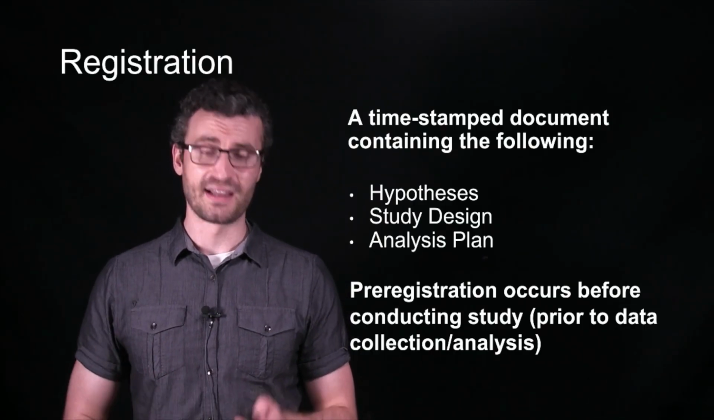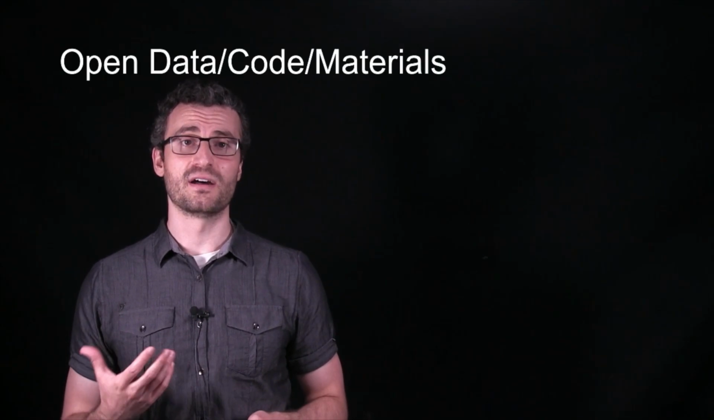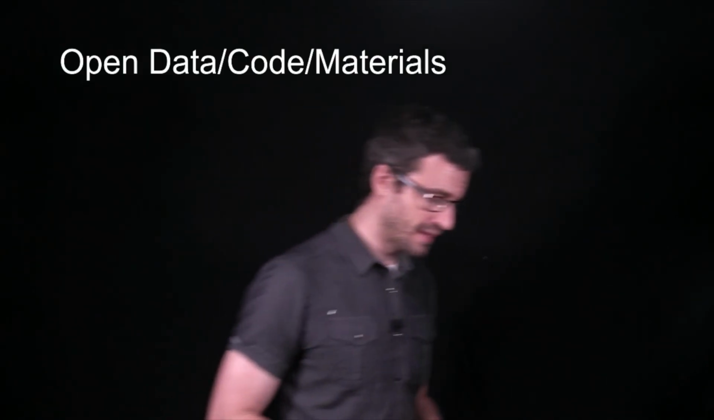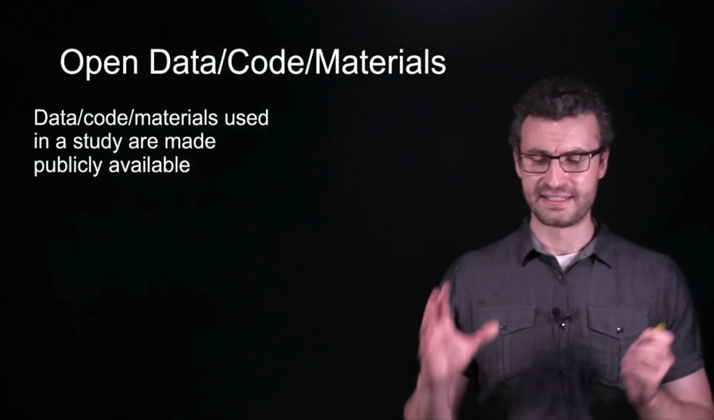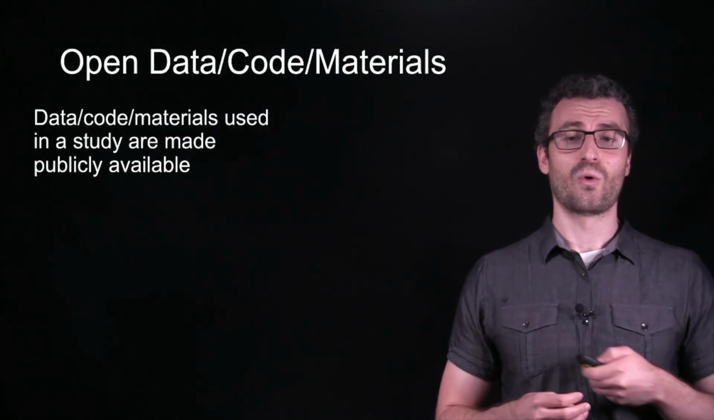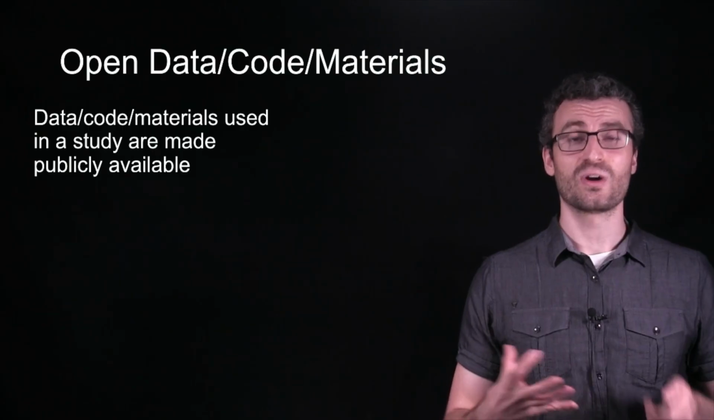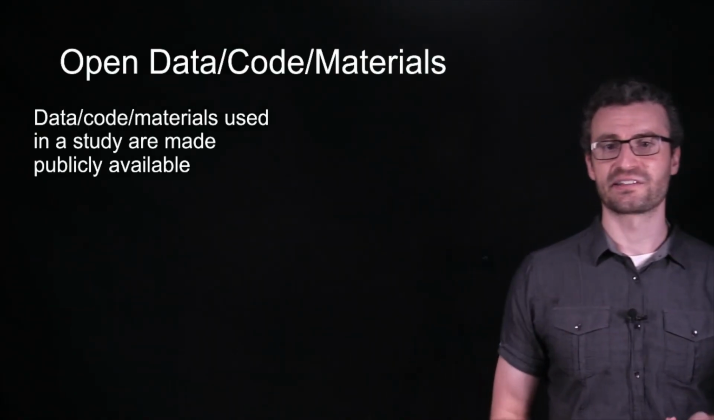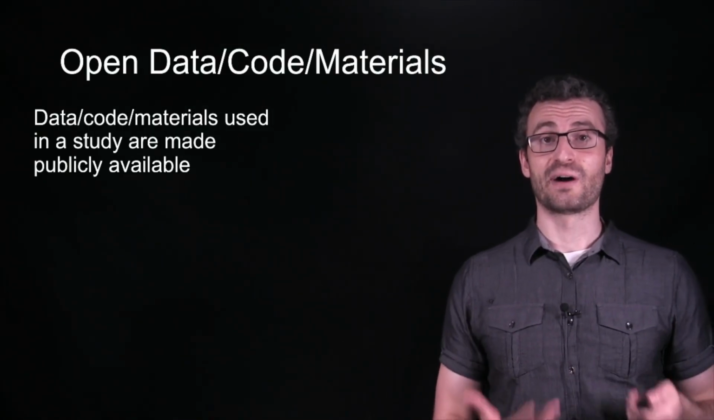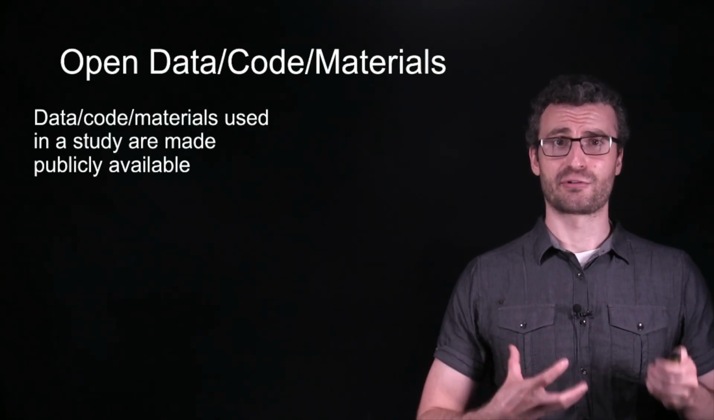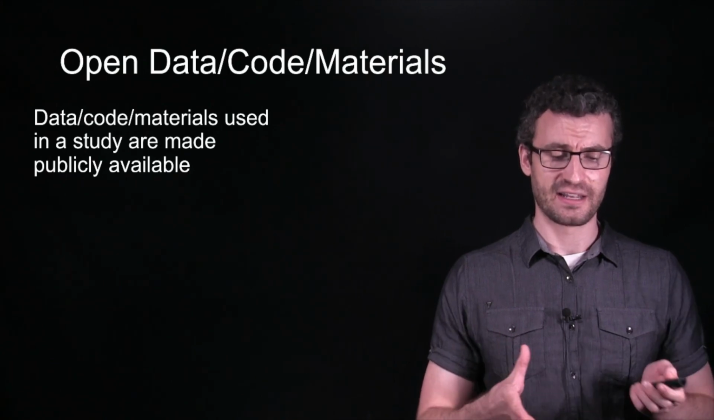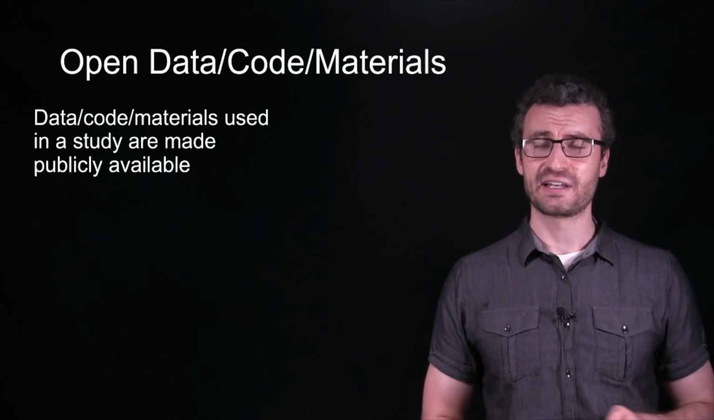Now, another open science practice is open data, code, and materials. Open data, code, and materials is exactly what it sounds like. It's the data that was analyzed in a study, or the code that was used to analyze it, or any other materials involved in conducting a study being made available to the public so that anyone can go and look at these resources that were used to analyze data and find results from a study.